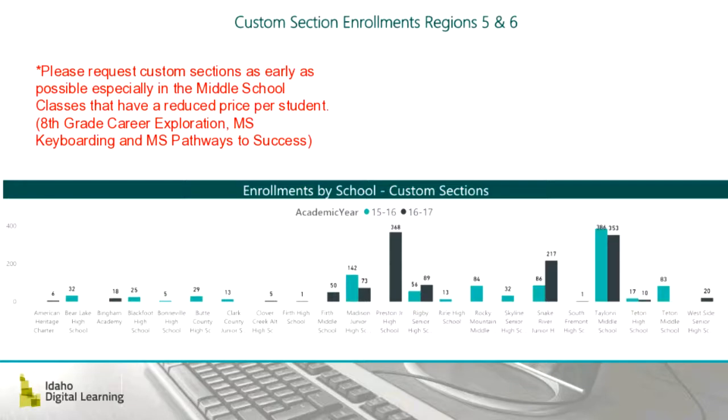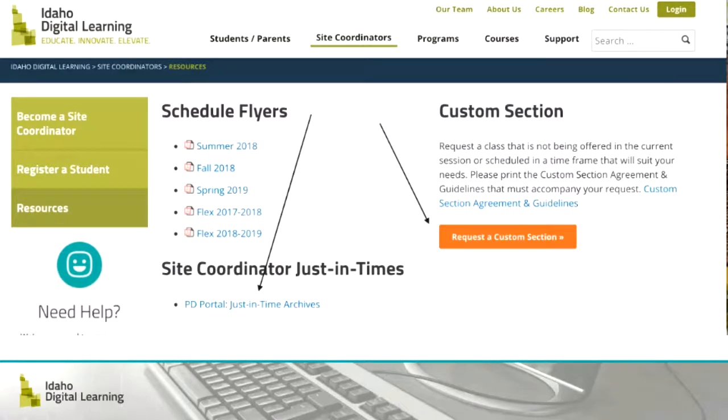A couple other items here. When you go to the site coordinator area and the resource page, this page comes up where you can find all our current flyers, and here's where you go to ask for your custom section. The other arrow on the left is pointing to our professional development just-in-time archives.